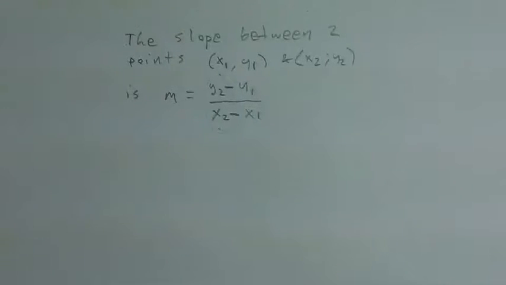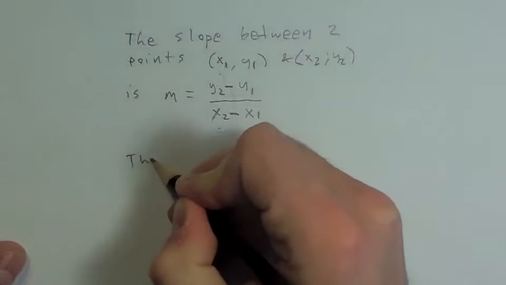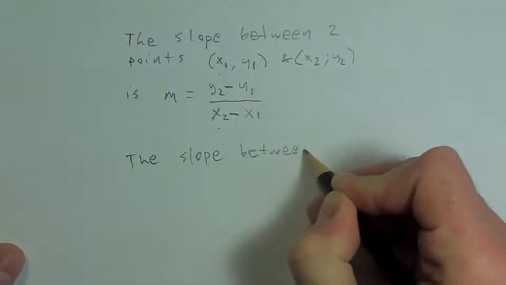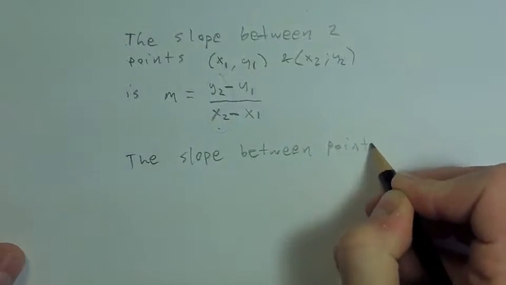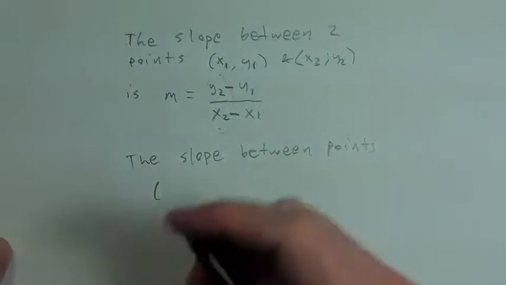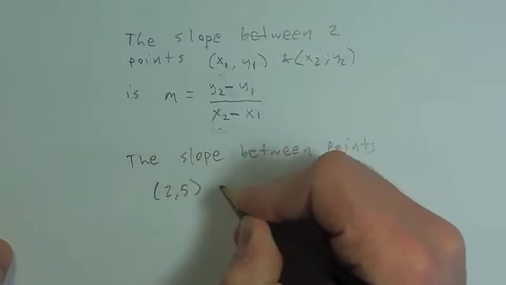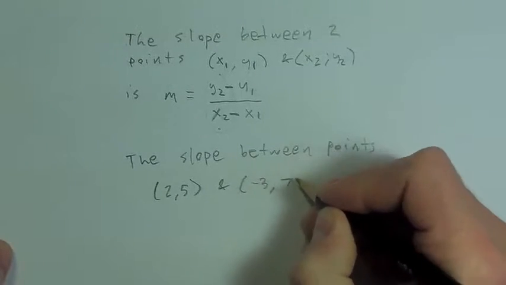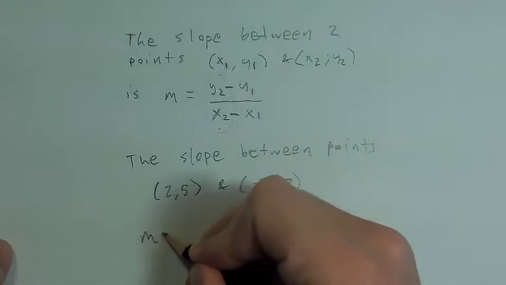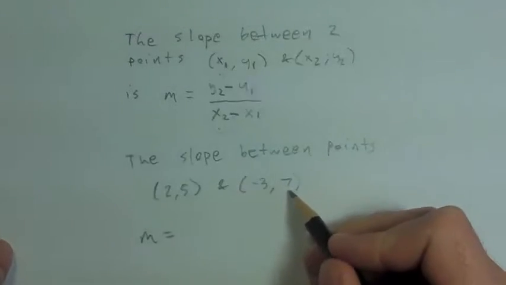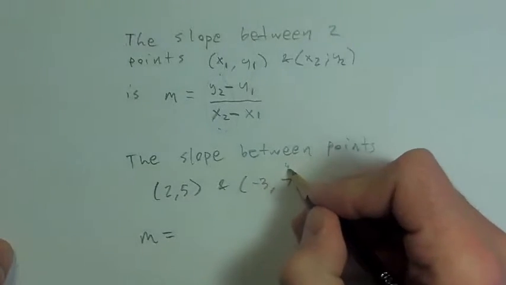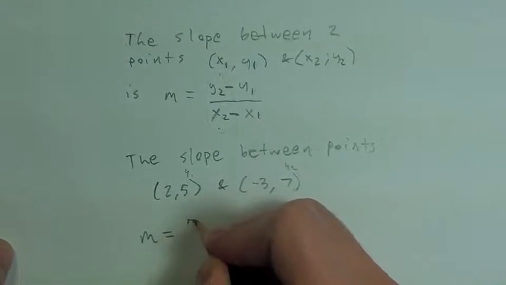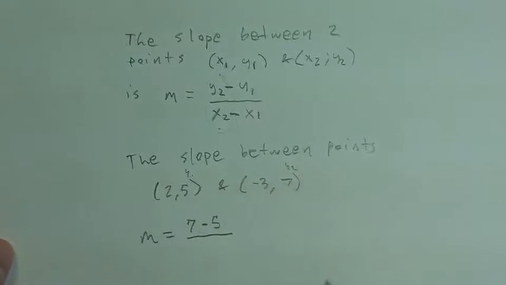All right. So in other words, let's say the slope between points, let's say 2, 5 and -3, 7, let's say, is this. We're going to take our y values. So if I say that this is y2, it's going to make this y1. So it'll be y2 minus y1. So 7 minus 5. Okay.